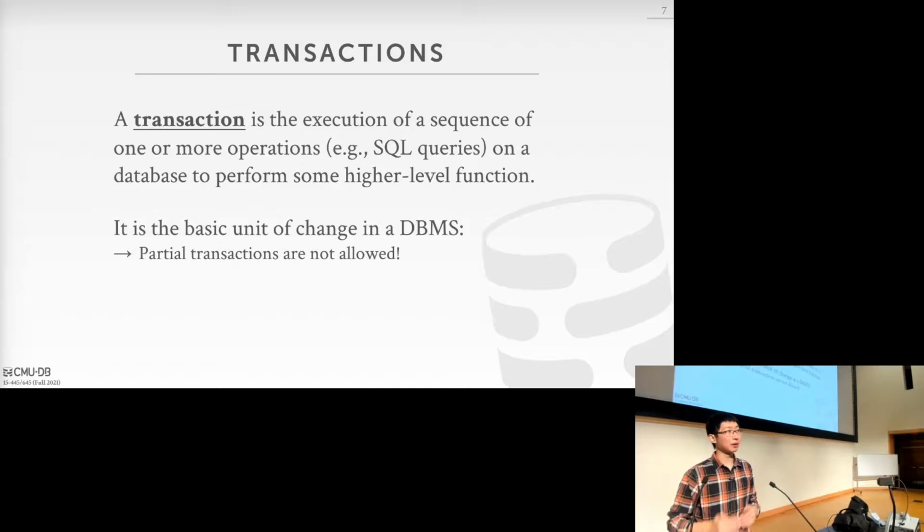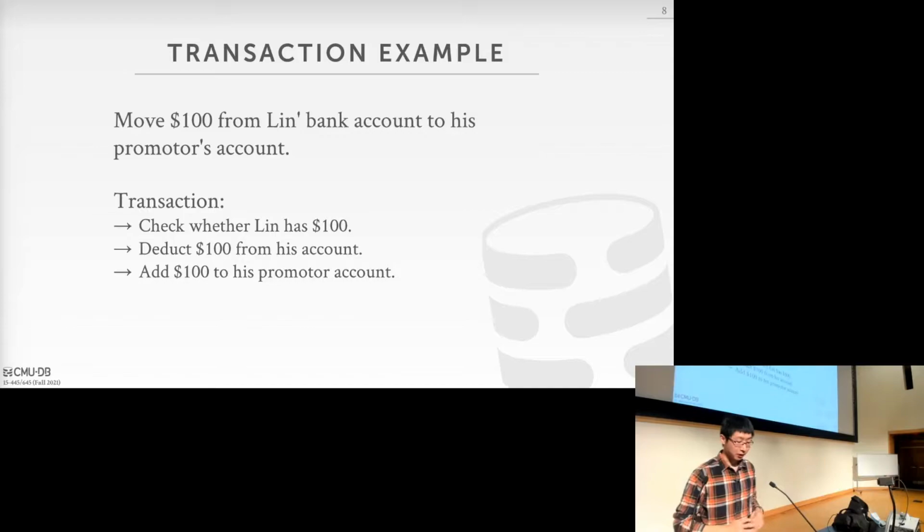Okay, so to give you a more specific example, let's move $100 from my account to a promoter of this class, right? To his or her account. And then the transaction would be the execution of a series of operations. Again, typically SQL queries. In this case, it could be first checking whether I have $100 in my account, and then deducting $100, and then adding $100 to my promoter's account, right? This would be called a transaction. And this is executed either all or nothing, right? This is like a basic unit of the operation.